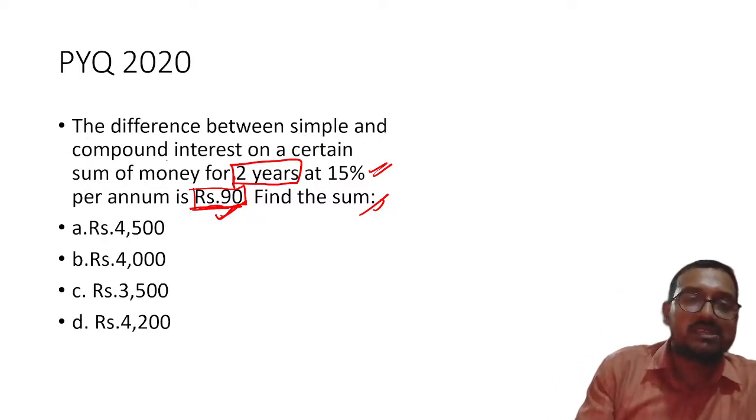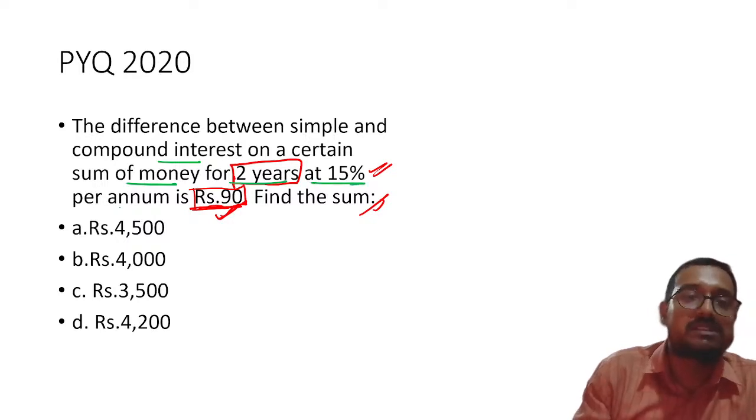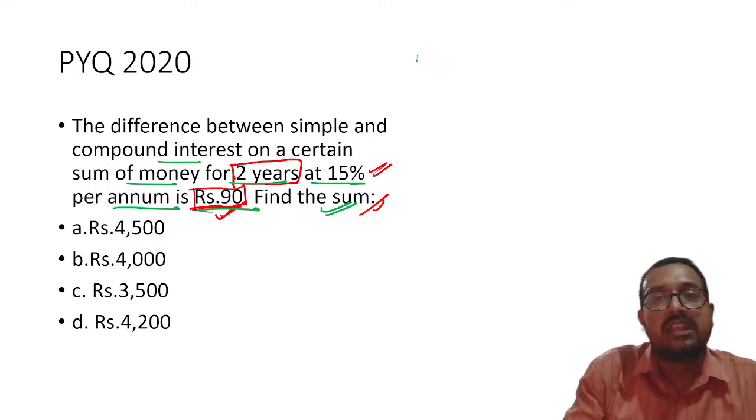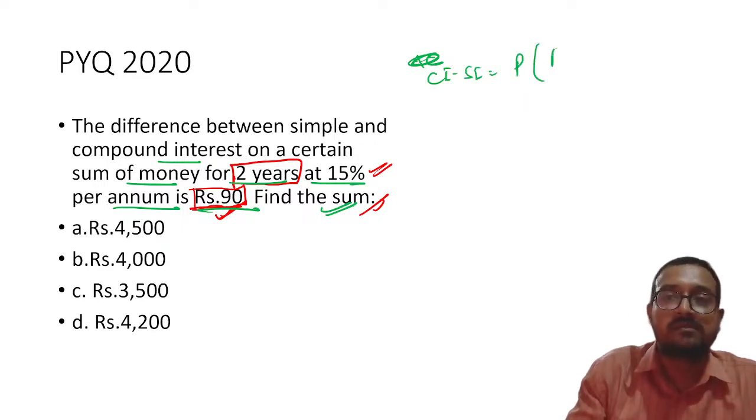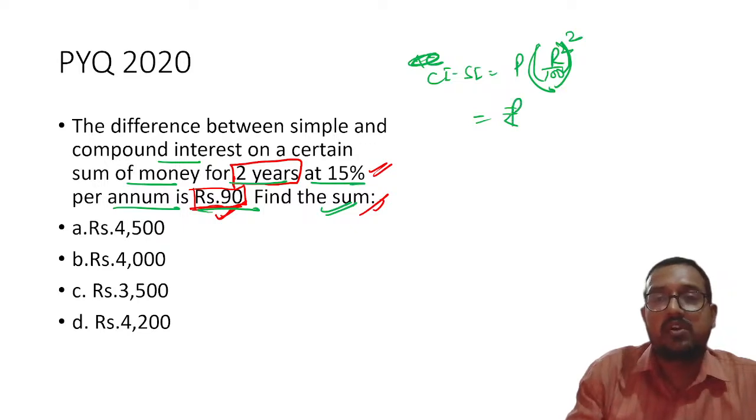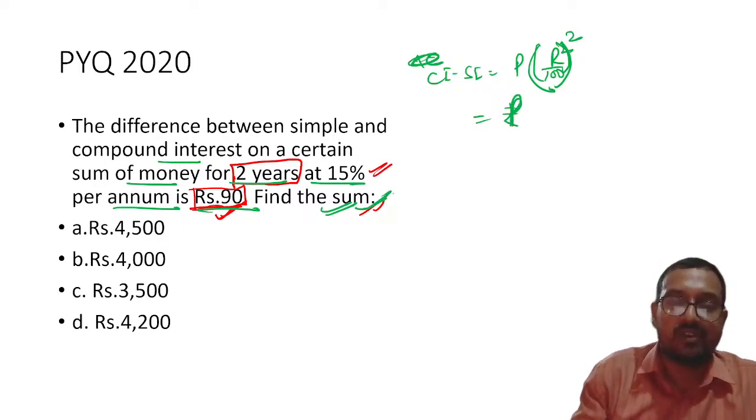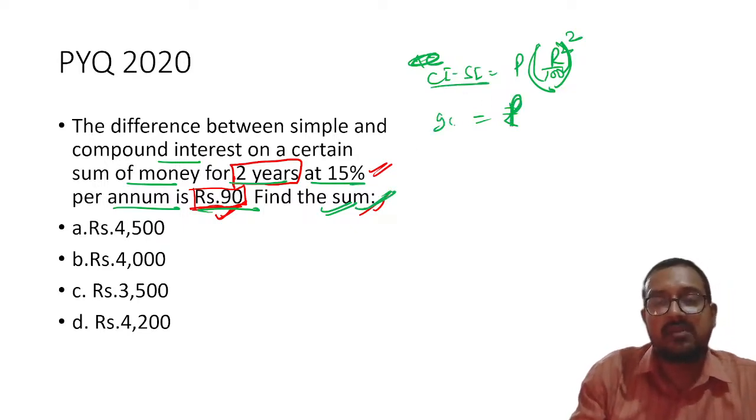Okay, the difference between the simple and compound interest on a certain sum of money for 2 years at 15% per annum is rupees 90. Find the sum. My dear students, I have told you that for the difference between CI and SI, CI minus SI is equal to P times (R upon 100) whole square. Please remember R upon 100 whole square. P is not known and we have to find it out, and this is equal to 90.